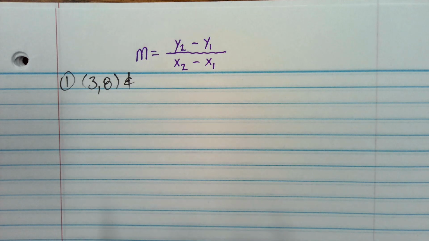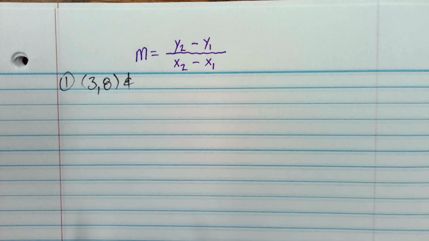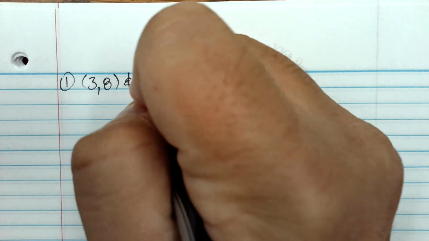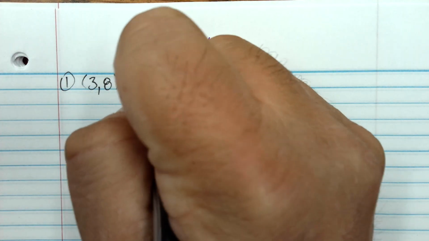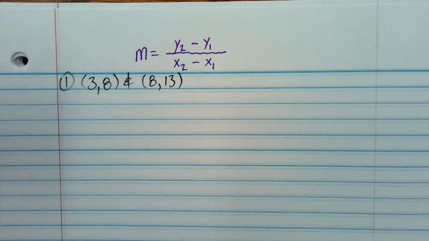So we're going to find the slope using the slope formula between the points (3, 8) and (8, 13). So go ahead and write down those two ordered pairs. Okay? And we're using the slope formula. So we have to subtract some y values, subtract some x values.